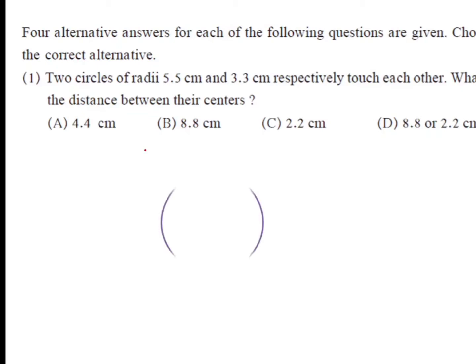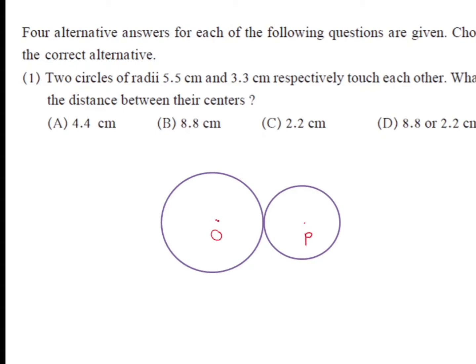Now for this one, we have a circle given. It is given that there are two circles with radii 5.5 centimeter and 3.3 centimeter. So let this circle be of radius 5.5 centimeter and there is another circle of radius 3.3 centimeter. Now if these two circles touch each other externally, then we know that the distance between their centers is equal to the sum of their radii. Suppose this is the center of the larger circle, let it be O, and there is the center of the smaller circle, P.